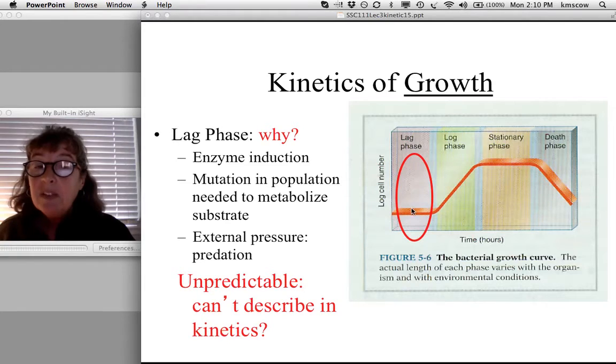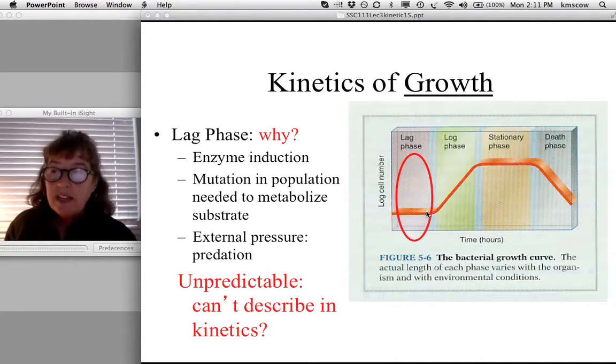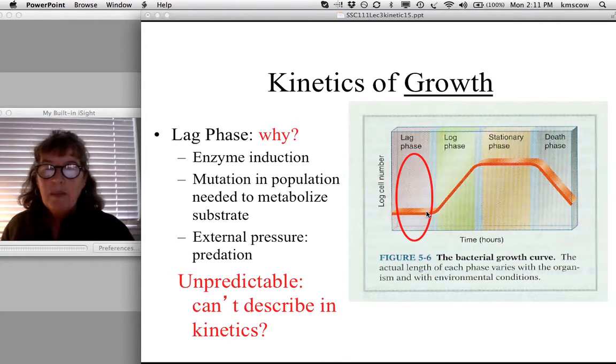And in some cases there will be no lag. Like if the enzymes that are responsible for breaking down the particular substrate are constitutive, then the organisms are going to jump right in and use it, and you may not see a lag phase. A couple of interesting stories about the lag phase is people who study anaerobic degradation of things like chlorinated solvents or other kinds of environmental pollutants.